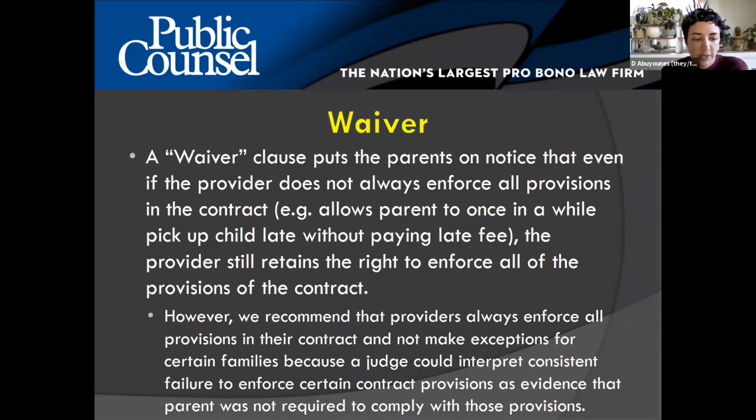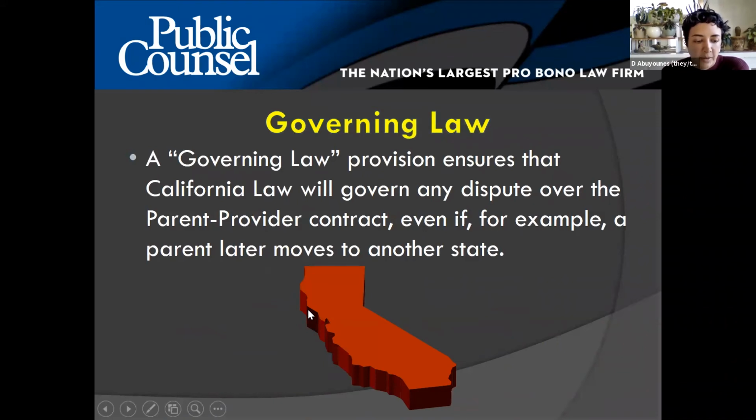But you want to make sure that you have this to protect against some of those discrepancies. So you also want to include a governing law provision. A governing law provision ensures that California law will govern any dispute over the parent-provider contract, even if, for example, a parent later moves to another state. So it's important because if a parent moves to another state after you have a dispute with them, you want to be able to have California law apply to your contract and not the law of some other state.